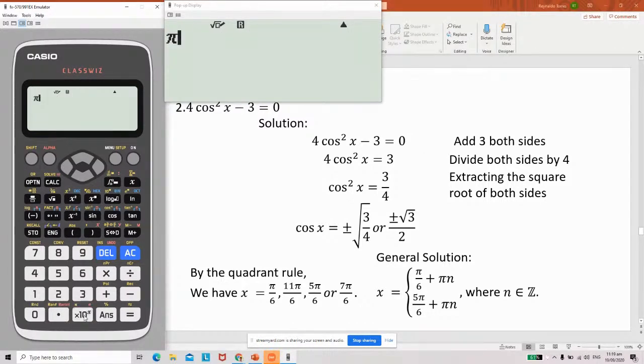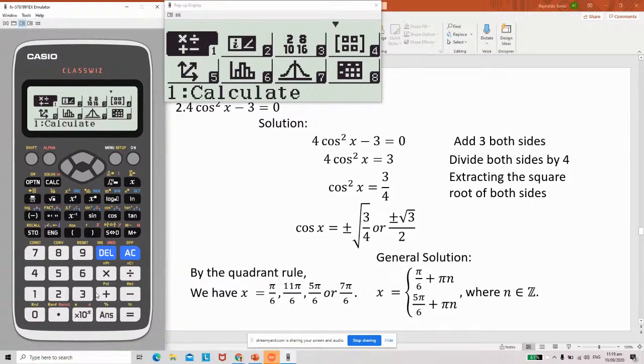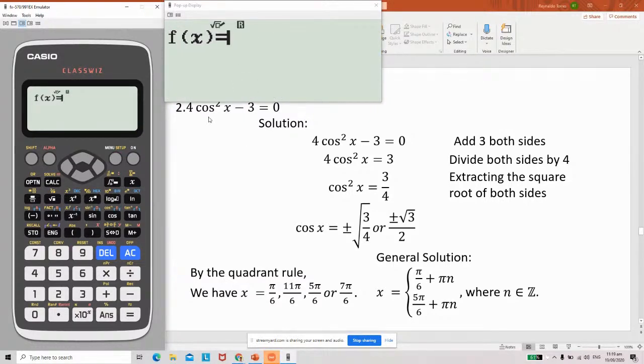Shift pi over 6, plus pi. So, shift, and then for the pi, 7 pi over 6. Okay, table. Para mas madali na siya sa skill table. Oh, mas madali na siya actually skill table. So, you have 4 cosine x.